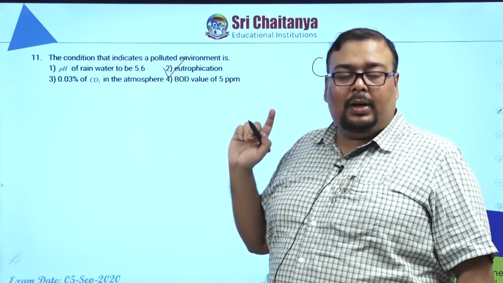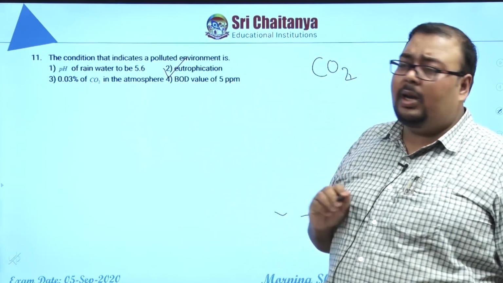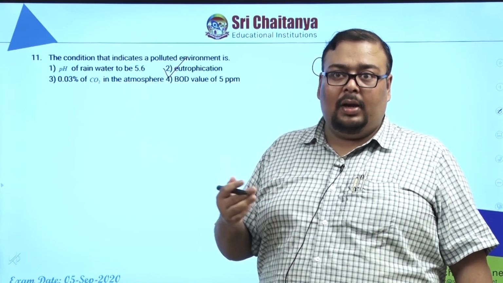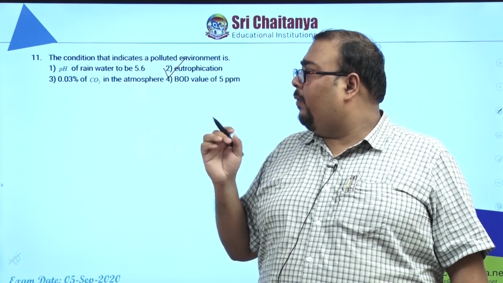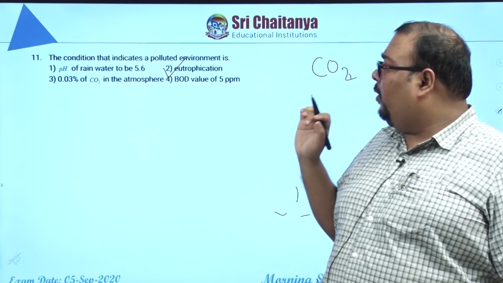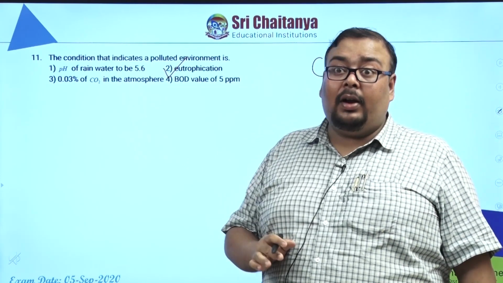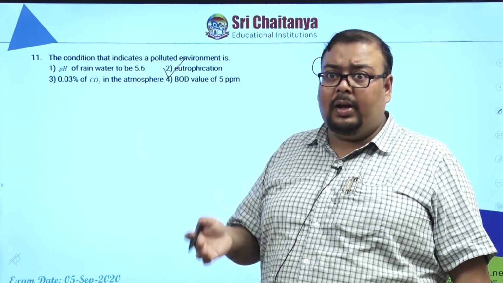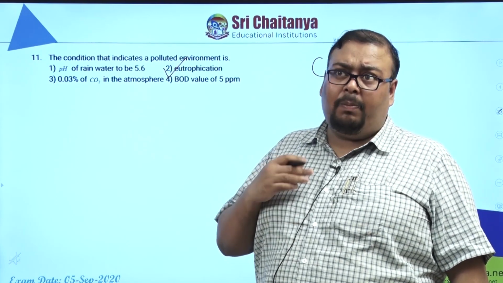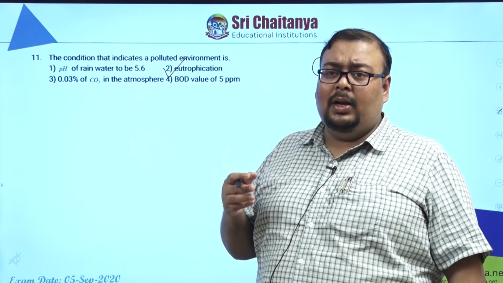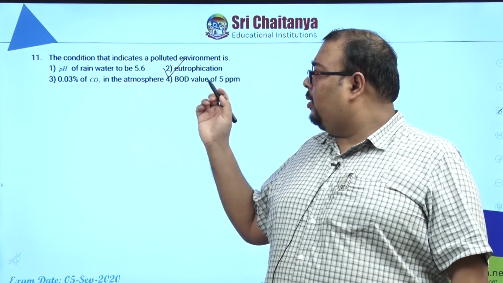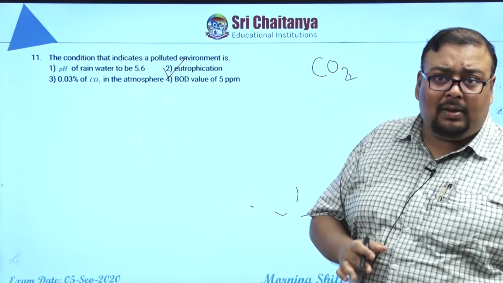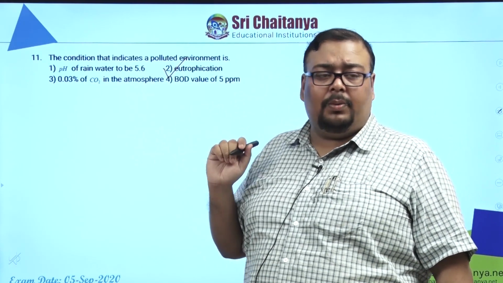But let us analyze the other two options also. 0.03% of CO2 in the atmosphere, that is the correct option, because in regular air your proportion of CO2 is 0.03% only. Option 4, BOD value of 5 ppm. A water sample is assumed to be a clean sample if the BOD value is less than or equal to 5 ppm. If it is a polluted water sample, the BOD value will be something greater than 17 ppm. So if it is 5 ppm, this means that my water sample is a clean sample. So after analyzing all the 4 options, the correct option is still option 2 only.